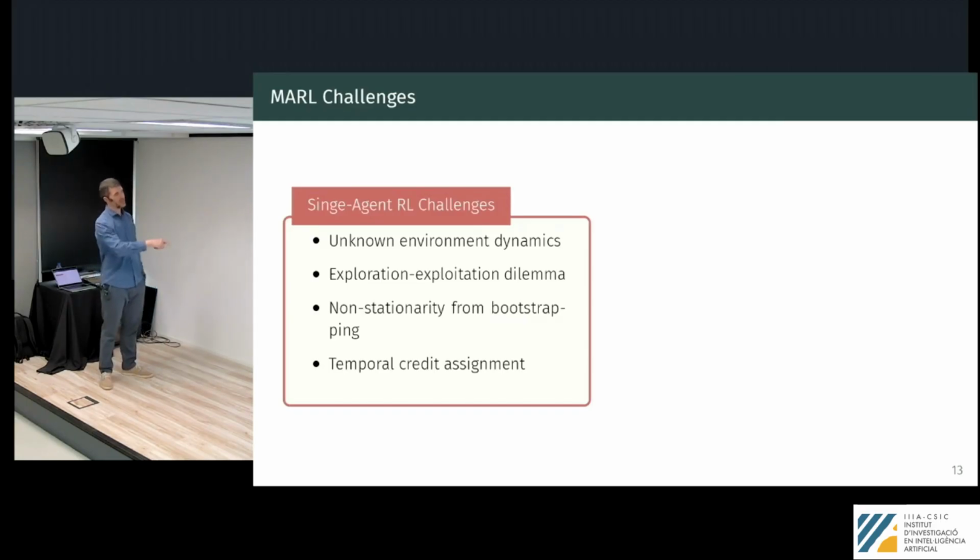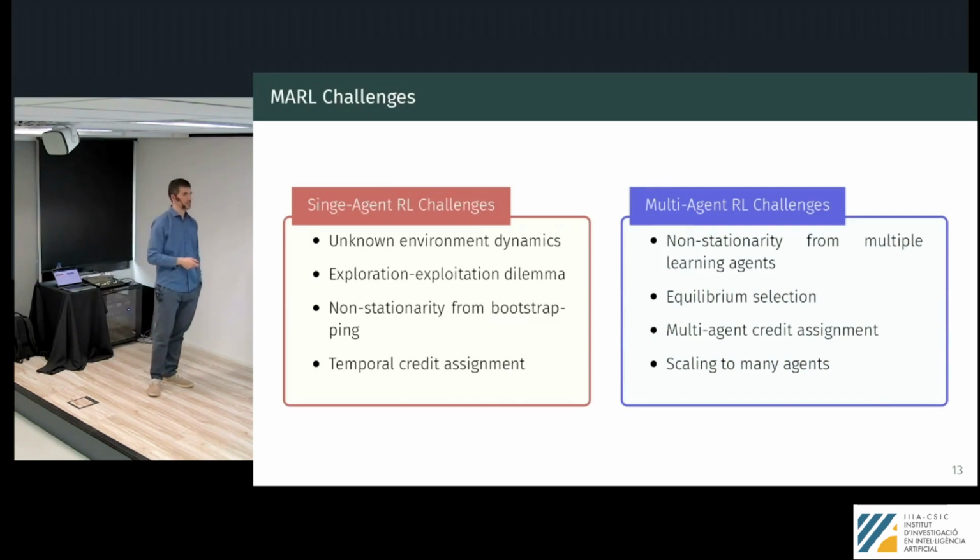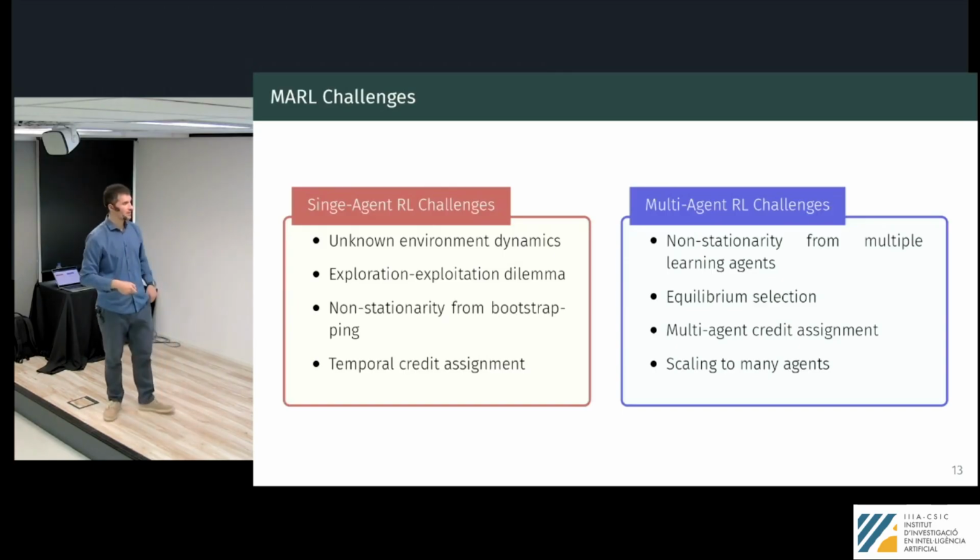But added to that is now a host of new issues that come with multi-agent reinforcement learning, which are shown on the right here. So now we have non-stationarity, not just from bootstrapping, but also non-stationarity from the fact that there's multiple learning agents that exist in this environment. And that's what I showed earlier when I defined the transition probabilities from agent i's perspective. We have now non-stationarity due to the multiple learning agents. And that's one of the core issues in multi-agent RL.